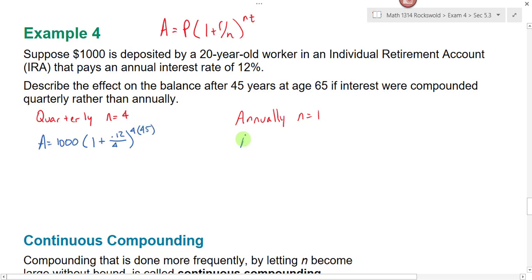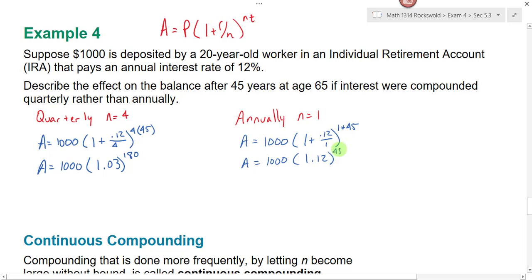If I'm compounding annually, the amount of money that I have at the end of 45 years could be found by taking 1,000 times 1 plus 0.12 divided by 1 raised to the 1 times 45. If I clean these formulas up, I end up with A equals 1,000 times 1 plus 0.12 divided by 4 is 0.03, so that's going to be 1.03 raised to the 45 times 4 is 180. And over here I get A is equal to 1,000 times 1.12 raised to the 45. Now I'm going to go to my calculator to find out what these dollar amounts are.